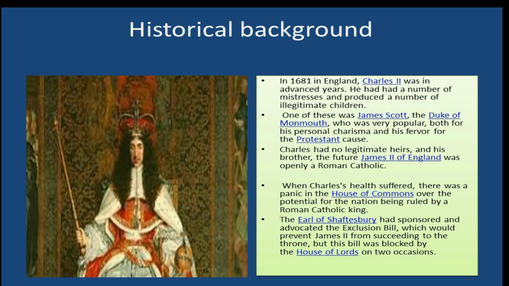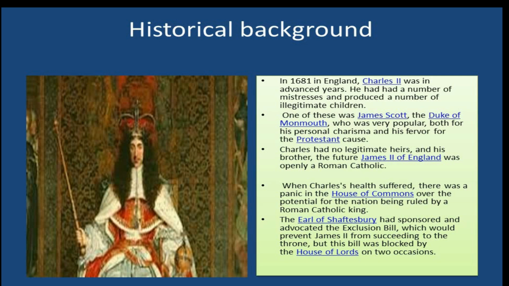The historical background, or the historical context, of writing this poem. In 1681, in England, King Charles II was in advanced years. He had had a number of mistresses, of course, as a youth, and produced a number of illegitimate children. So as a youth, King Charles II had many illegal relationships that produced many illegal children. However, he had no legal heir.